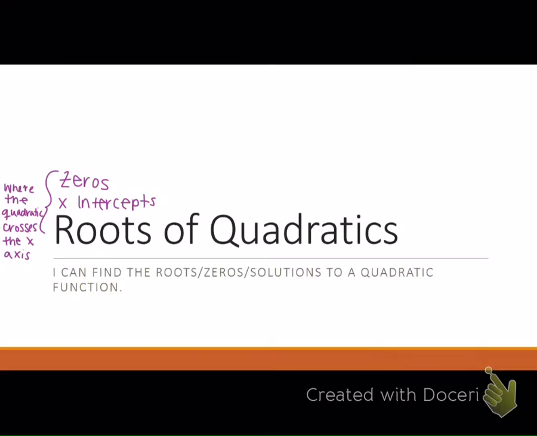Okay, so the names zeros, x-intercepts, and roots all mean where the quadratic is crossing the x-axis. And we are going to be able to find those today.